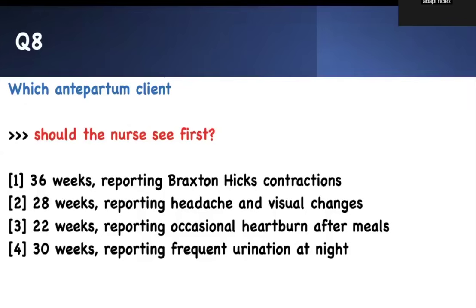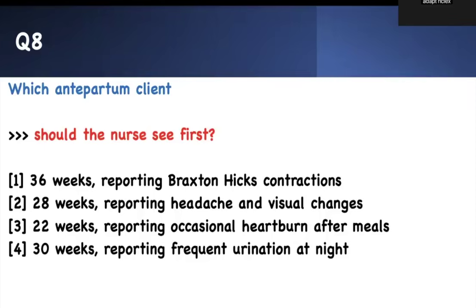Which antepartum client should the nurse see first? A bunch of them. 1 is 36 weeks, 28 weeks, 32, and 30. What are they reporting? Braxton Hicks contraction, headache and visual changes, occasional heartburn, frequent urination. If you're 20 weeks, the bladder is going to be irritated. You're going to pee all the time.